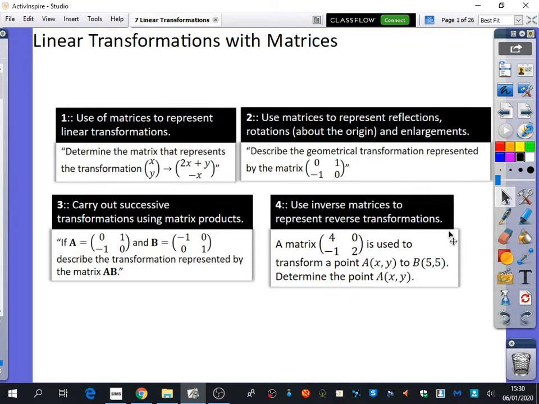It was the scale factor. The scale factor of what though, Sam? What? The scale factor of what? The lengths of the sides? The area? Good. In 2 dimensions, it represented the scale factor of the area.